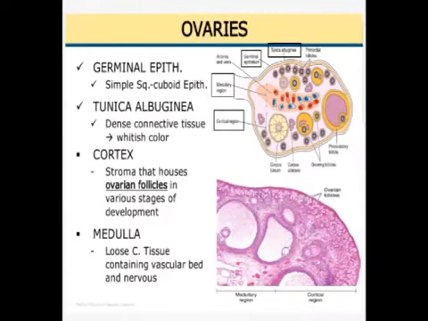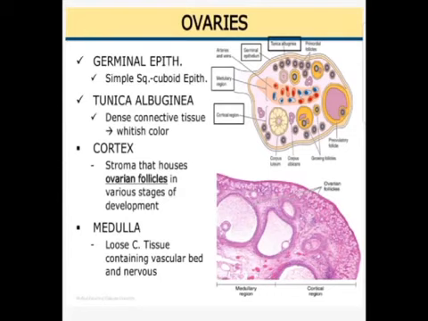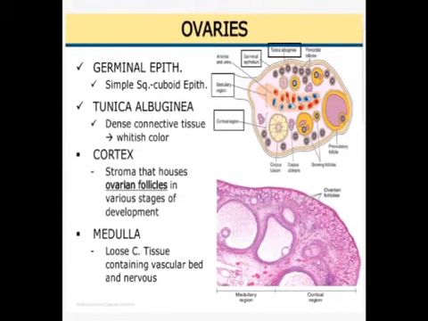This is the cross section of the ovary, and you can see it is surrounded by the germinal epithelium. This is a single layer of cuboidal cells, and this is the germinal epithelium. Then just beneath the germinal epithelium, there is a thick layer of connective tissue. This is dense connective tissue, which consists of a lot of collagen fibers. It is white in color, and it is called the tunica albuginea.